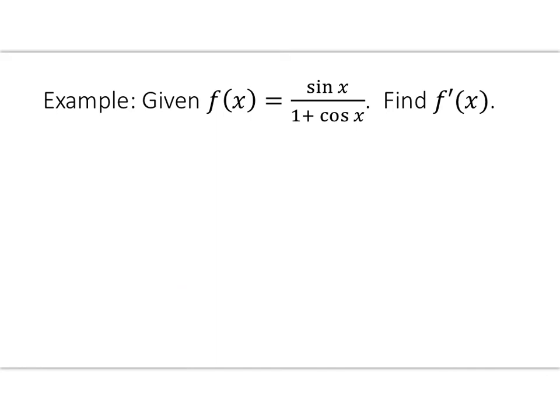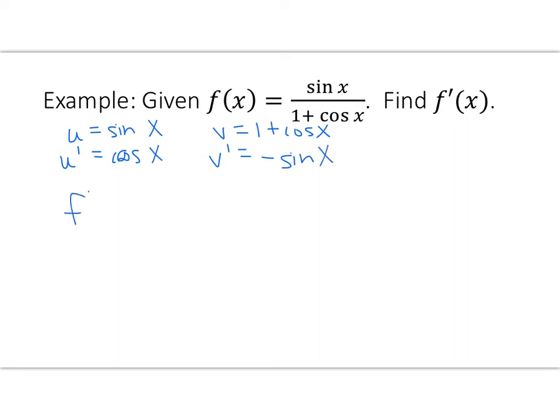All right, this example makes us use the quotient rule because we have sine of x divided by 1 plus cosine x. So I'm going to say my u is that top function, sine of x, and my derivative, u prime, is just cosine x. I like to write out my quotient ones. v, the lower function, is 1 plus cosine x. v prime, derivative of 1 is 0, derivative of cosine x is negative sine x.